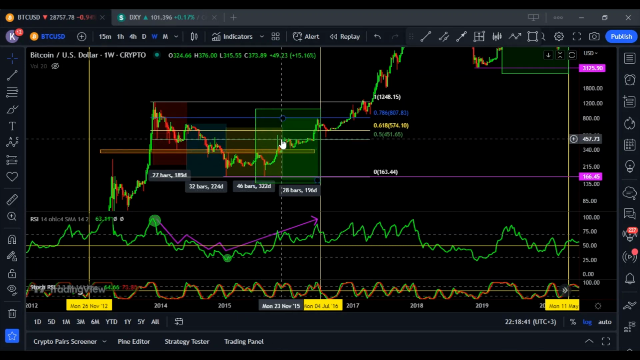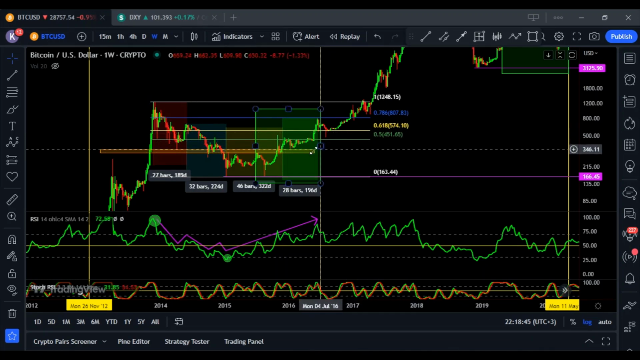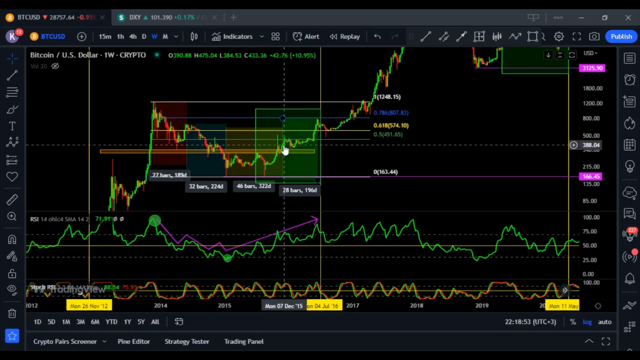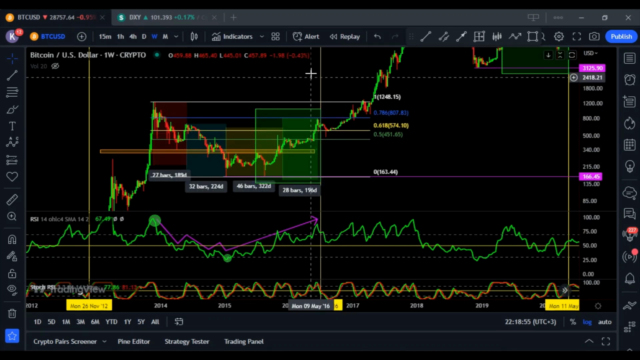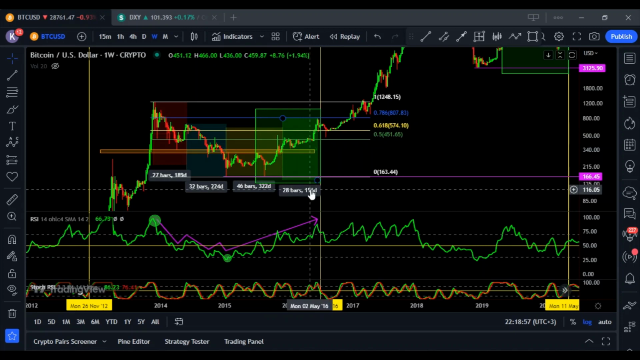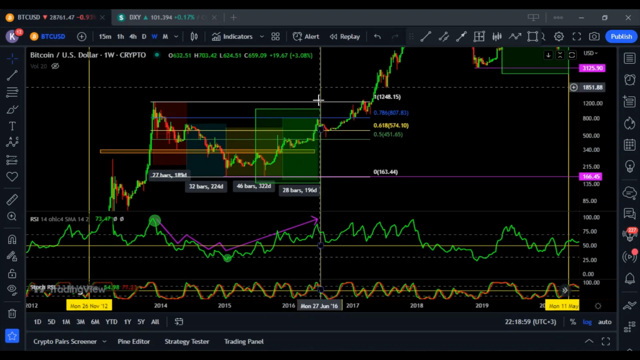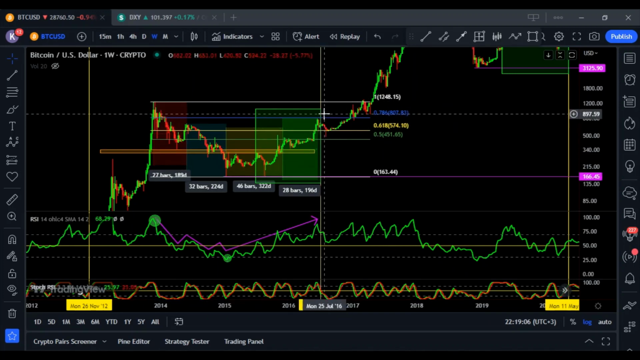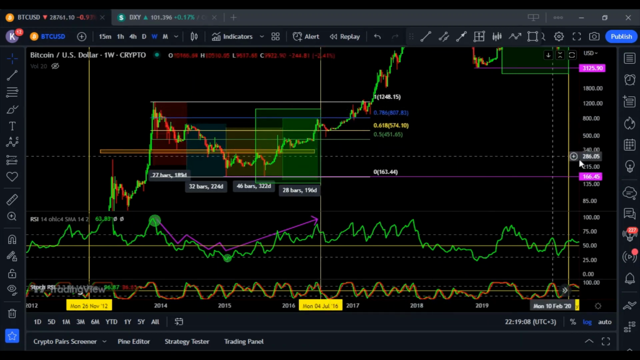And that zone finished when we hit the 0.5 Fibonacci retracement. As soon as we approached or hit here and here, that was the area where we ended this yellow zone. And at the end, we went into the green zone right before the halving, 196 days before the halving, and we topped at the 0.786 Fibonacci. So from here to here, we went all the way back to 0.786.